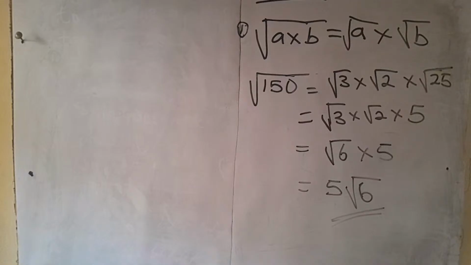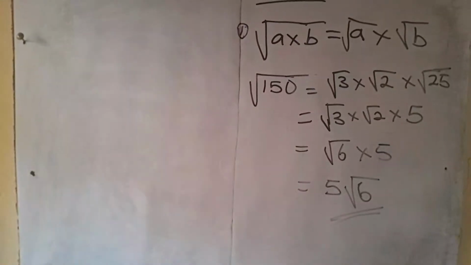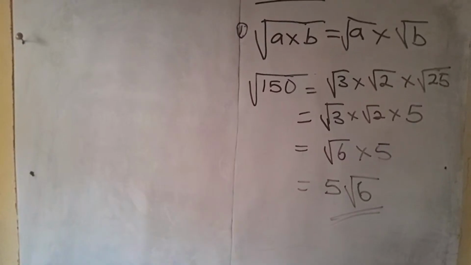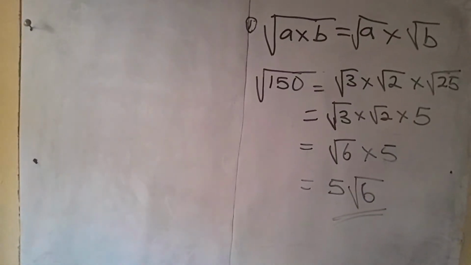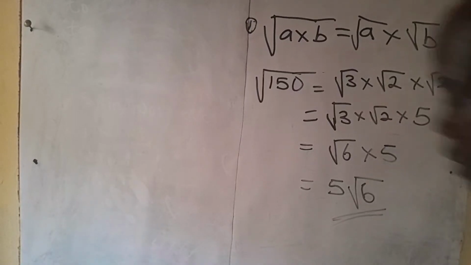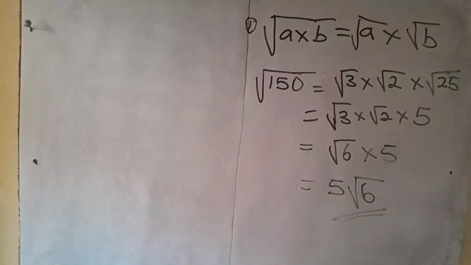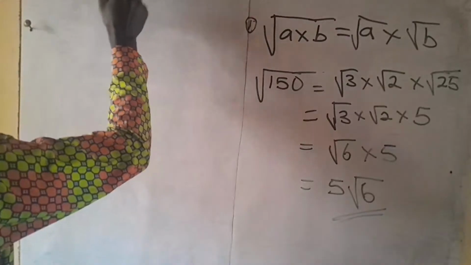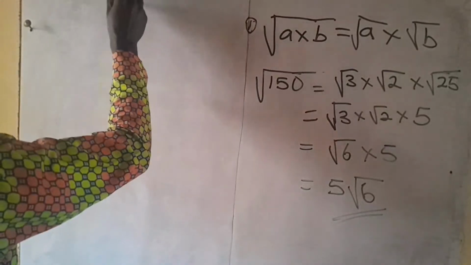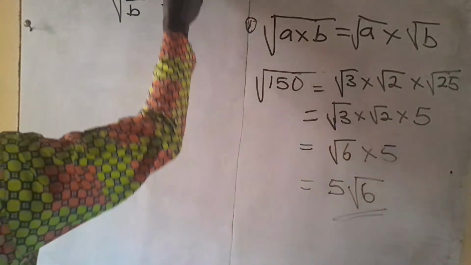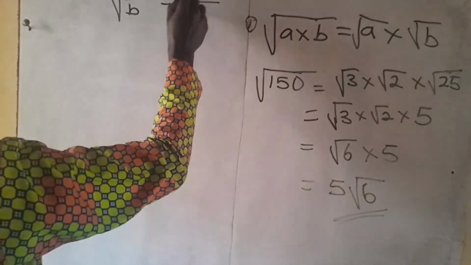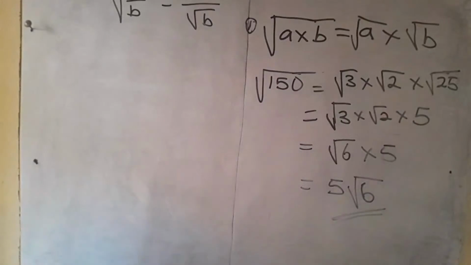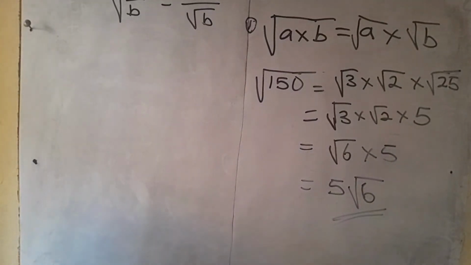All right. So I am going to look at the next one, the next law for the surds. The next one is going to be root of A over B, which is going to be root A over root B. So this is what the second rule is going to look like.